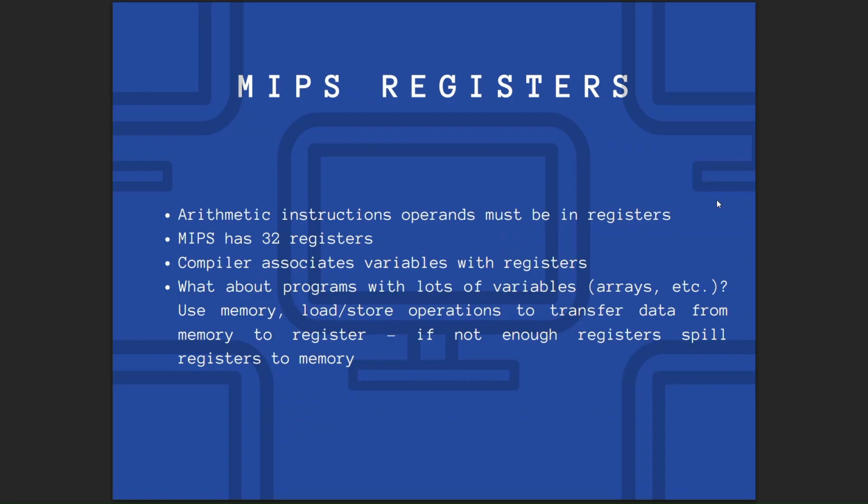This slide explains how registers and memory work together in MIPS. First, a key rule in MIPS: arithmetic instruction operands must be in registers. You cannot add two values directly from memory. You must first load them into registers, perform the operation, and then optionally store the result back to memory. MIPS has 32 registers available for this purpose. Compilers work hard to associate frequently used variables with these registers to keep data close to the processor.